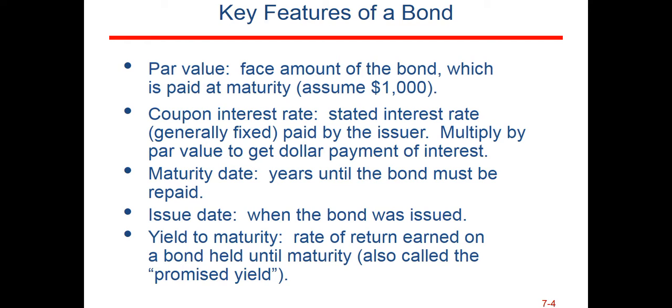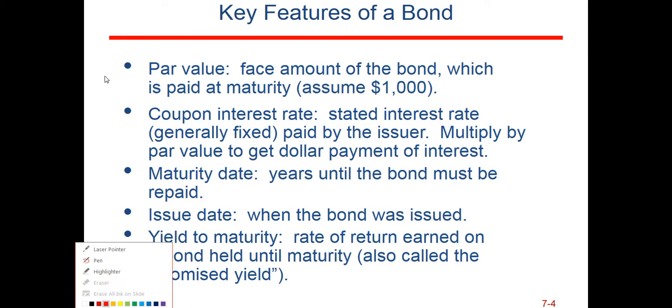So if the coupon interest rate is 5%, on a $1,000 bond, you are going to get $50 in each period. Maturity date is year. In chapter 5 terms, it's N, the number of periods. Issue date is usually today when the bond is issued, unless otherwise indicated. Yield to maturity is important. That is the interest rate from chapter 5.